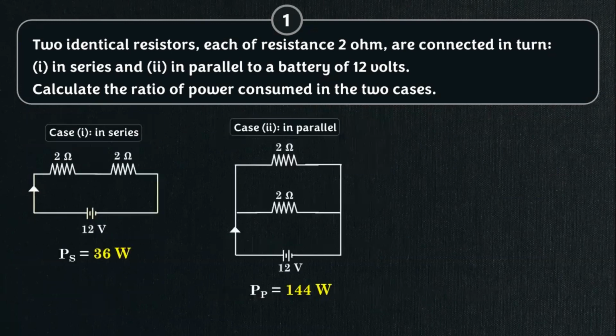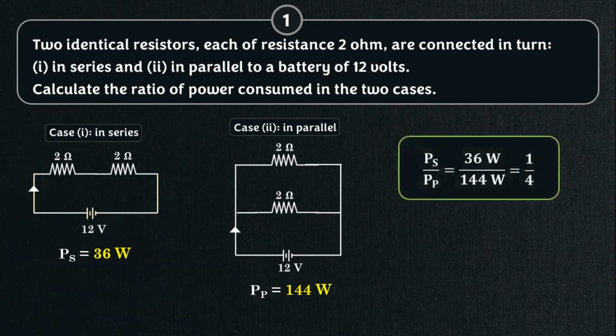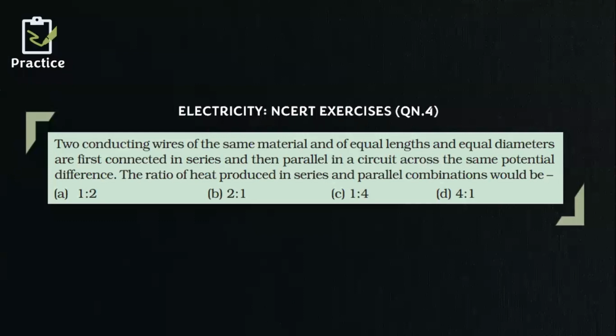So we got the two values. In series, power is equal to 36 watts. In parallel circuit, power is equal to 144 watts. So the ratio of power consumed in the two cases is 1 by 4. Means power in parallel combination is 4 times that of power in series combination. There is a similar question in the electricity NCERT exercises, question number 4. Please practice the question.